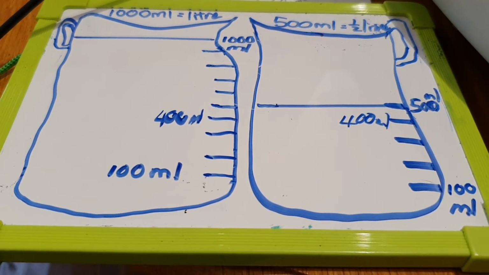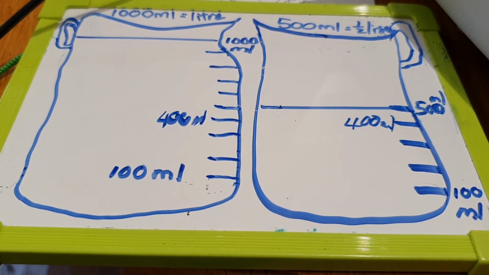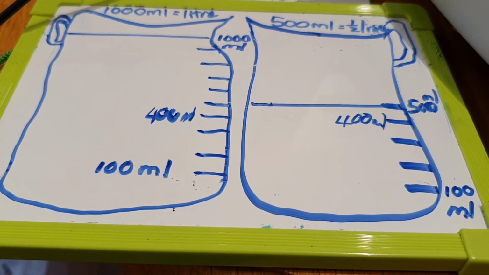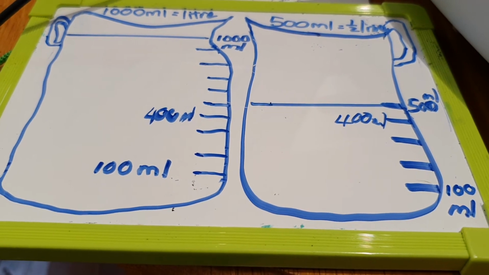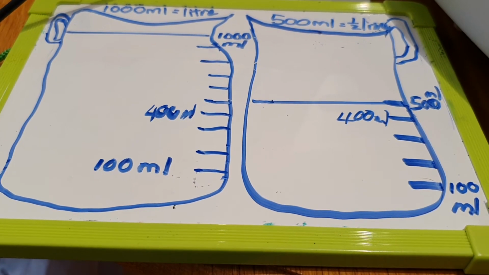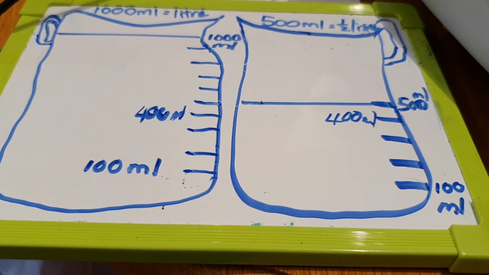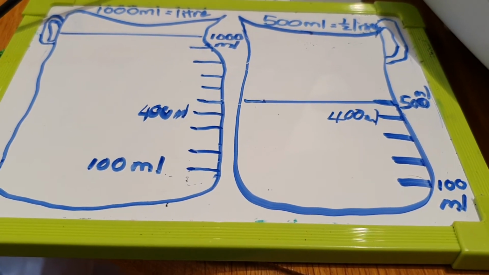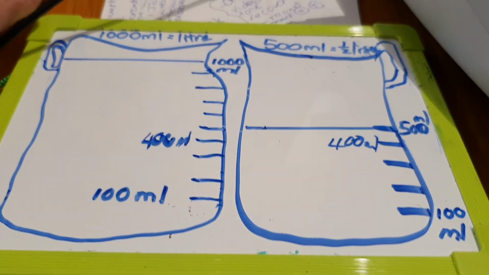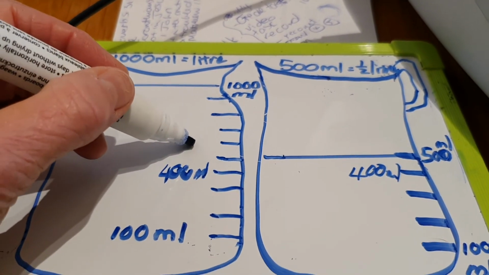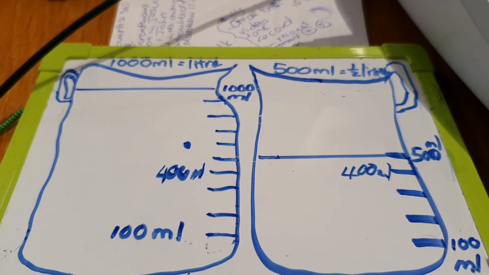So let's see if you feel like carrying on, and you can put in 600 milliliters on the 1 liter jug. So you know that every gap is equal to 100 milliliters. Yep, very good. 600 milliliters.